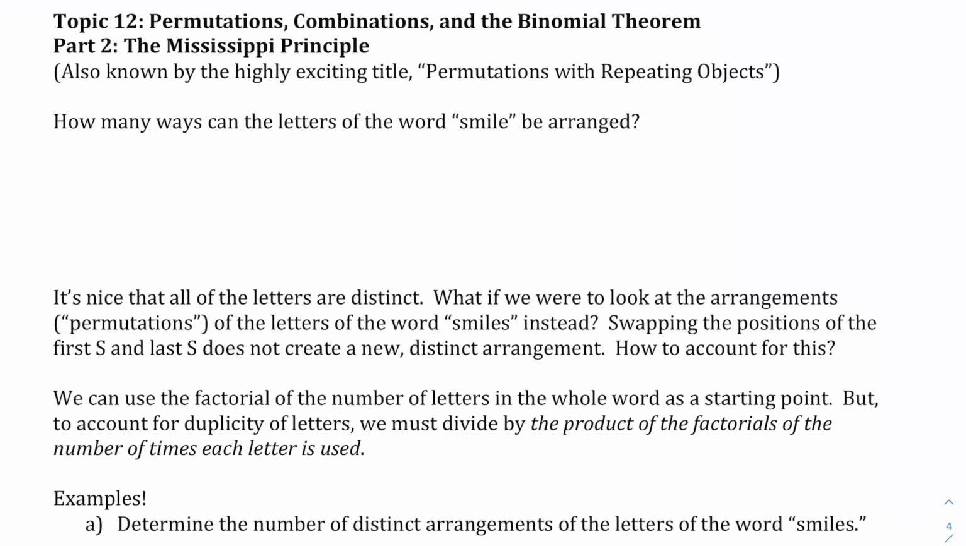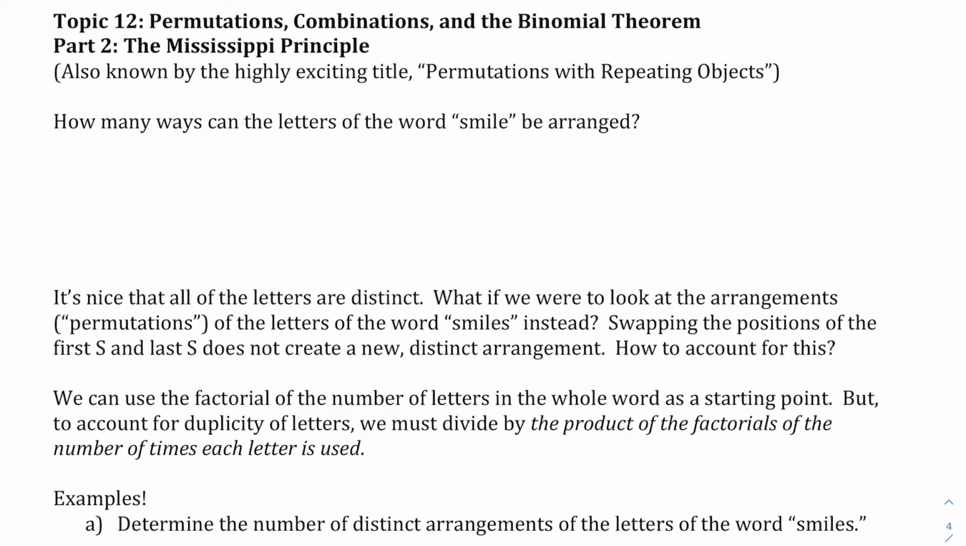And we're back into Perms and Comms and the Binomial Theorem. Part 2 is something that I like to call the Mississippi Principle. I call it the Mississippi Principle because one of my favorite teachers in the entire world called it the Mississippi Principle when he taught it to me. The formal title is Permutations with Repeating Objects. And as much as I like to be a math purist, sometimes the excitement's just there, and I can't help but love it.